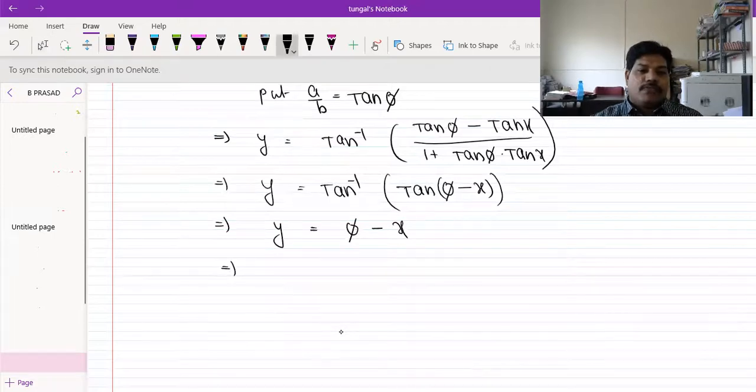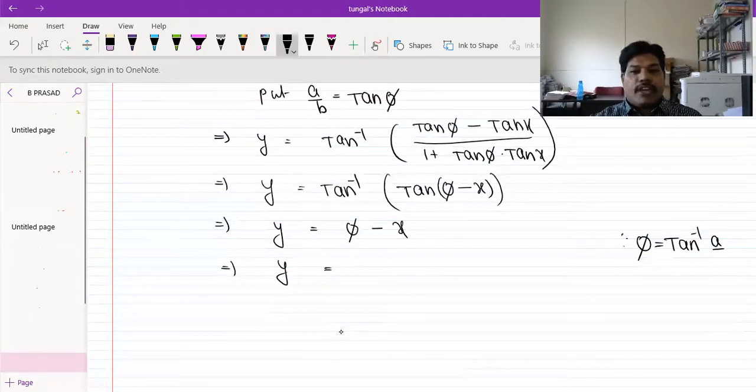So that implies y is equal to, what is the phi value, students? You can know that a by b is equal to tan phi. Since phi value, phi will become tan inverse of a by b.